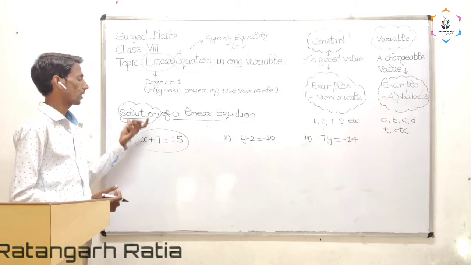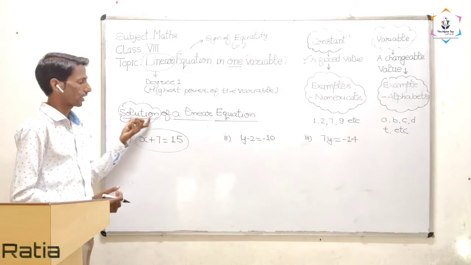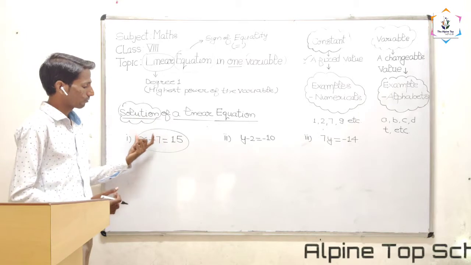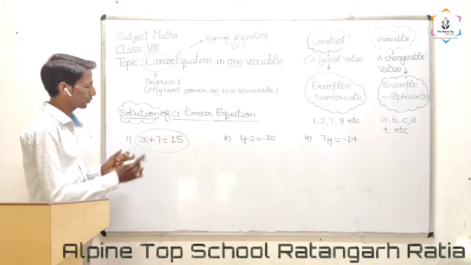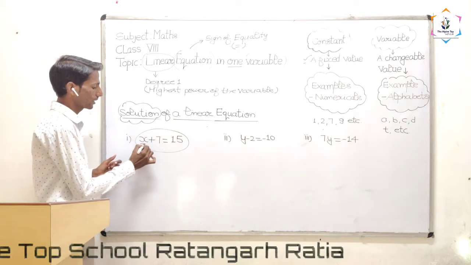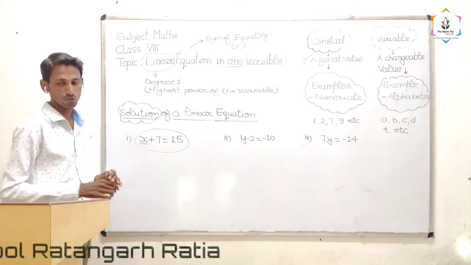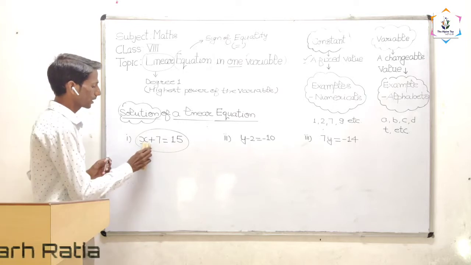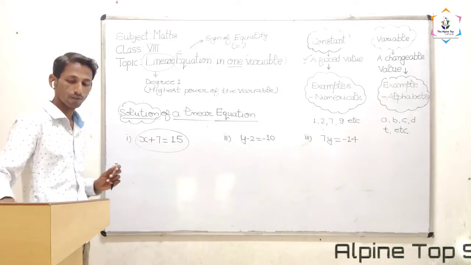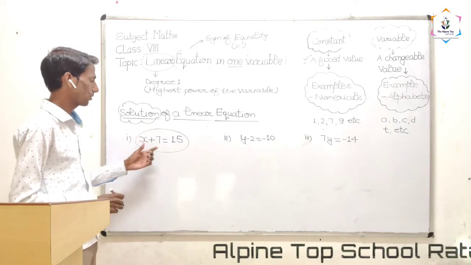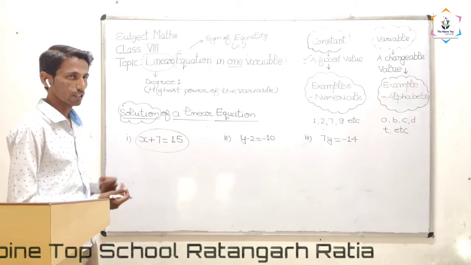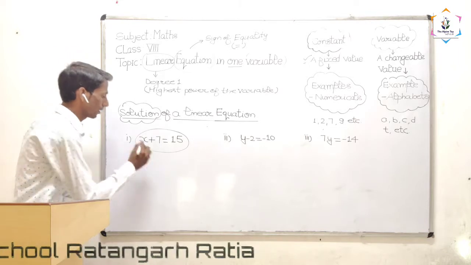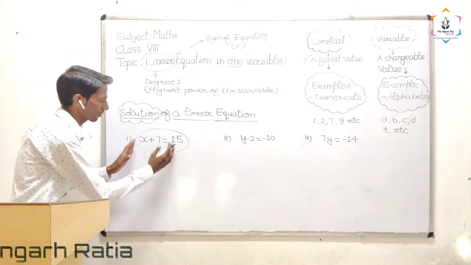Now we are going to find the solution. Whenever you go to find the solution of a linear equation, you have to find the value of the particular variable in which the linear equation is given. For this purpose, we always use the transposition method. Now let's start and see carefully how we are able to find the solution of these linear equations. Students, we are going to start solving it.